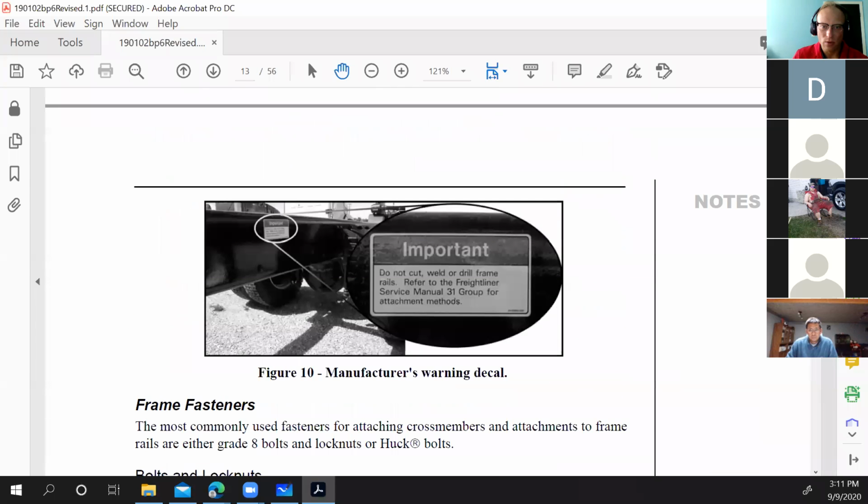So when we're talking about how we attach things to frame, here's a warning that apparently, I don't know who it was who drilled in it, they didn't read this. They didn't see this on there at the time. Do not cut, weld, or drill frame rails. So they're just talking about at all. Do not do anything to the frame rails without looking in this service manual, okay?